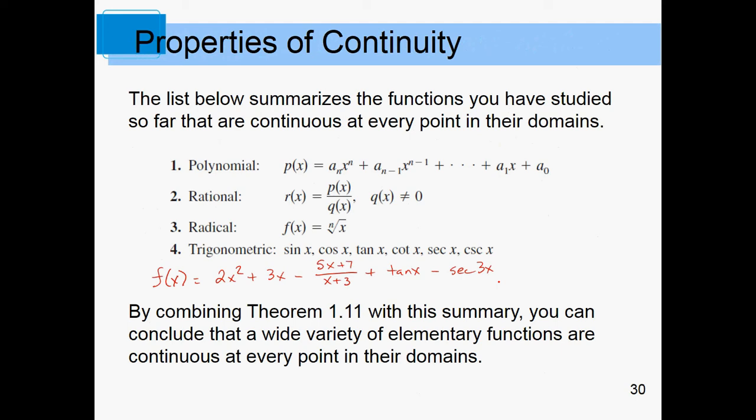2x squared plus 3x, that's just a polynomial, right? That's continuous. (5x plus 7) over (x plus 3) is continuous on its domain because it's a rational expression. Now, negative 3 is not in the domain, so be aware of that, but on its domain it is continuous. Tangent is continuous, secant of 3x is continuous because they're trig functions, and all I'm doing is adding or subtracting a bunch of these together, therefore the entire function has to be continuous on its domain. That makes sense? We're just adding a bunch of stuff together that we know is continuous, therefore the whole thing is.